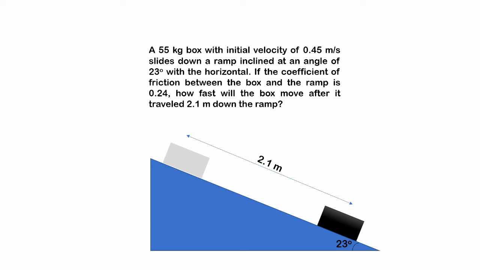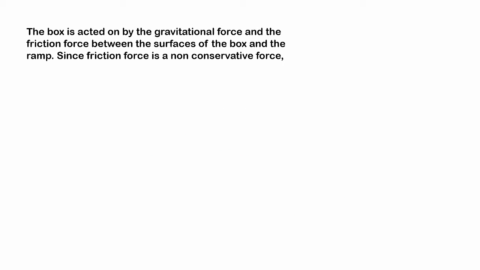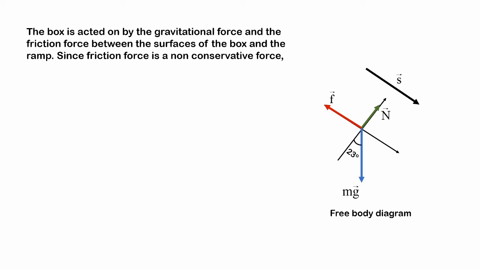The box is acted on by the gravitational force and the friction force between the surfaces of the box and the ramp. This is because only the gravitational force and the friction force has components along the displacement of the box. This is shown in the free body diagram of the box. Work is done on the object only by the friction force, since friction force is a non-conservative force.